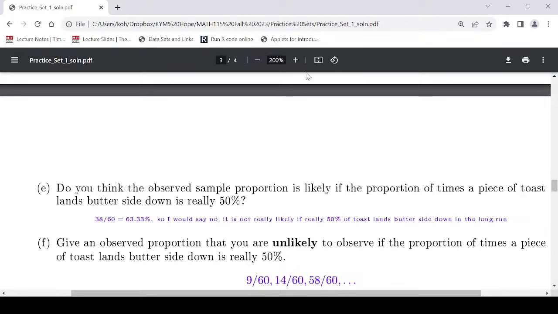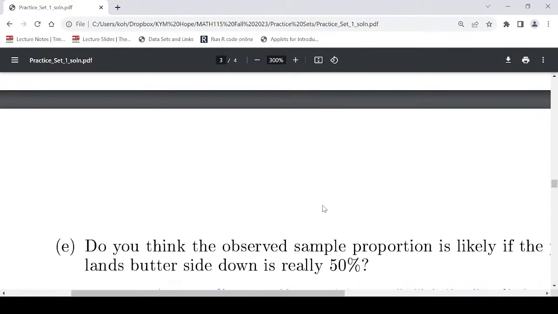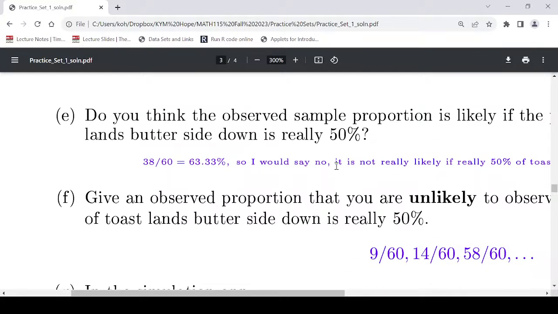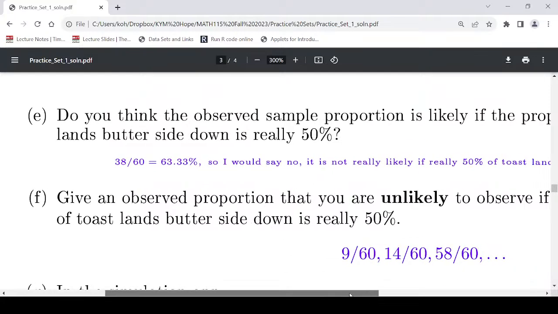So this question is always, do you think it's likely to see things like 38 out of 60 happening? Now, 38 out of 60 is 63%. 63% is really quite far from 50%. So do you think it's likely to see something like this when you simulate using a process that's really 50%? I don't think so, right? I don't think you see this very often.